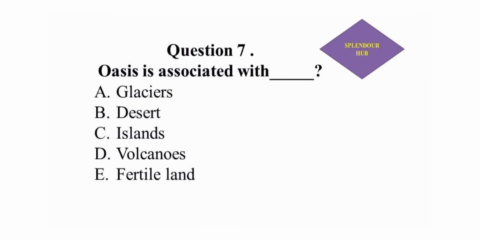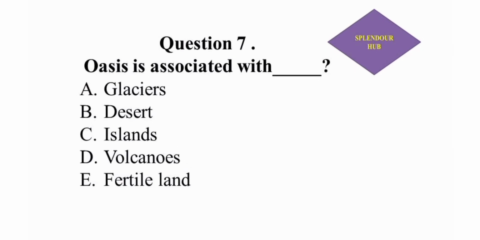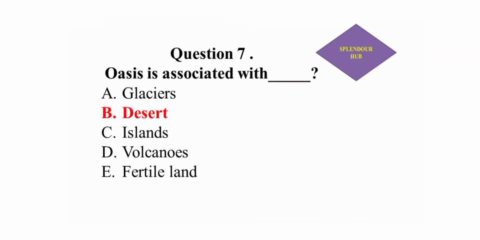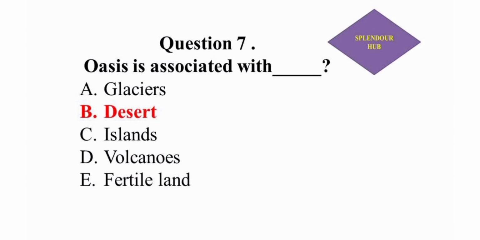Question 7. Oasis is associated with option A glaciers, option B desert, option C Iceland, option D volcanoes, option E fertile land. Answer: oasis is associated with desert.